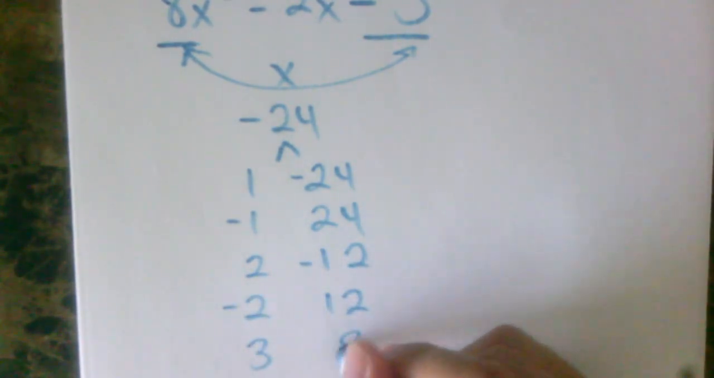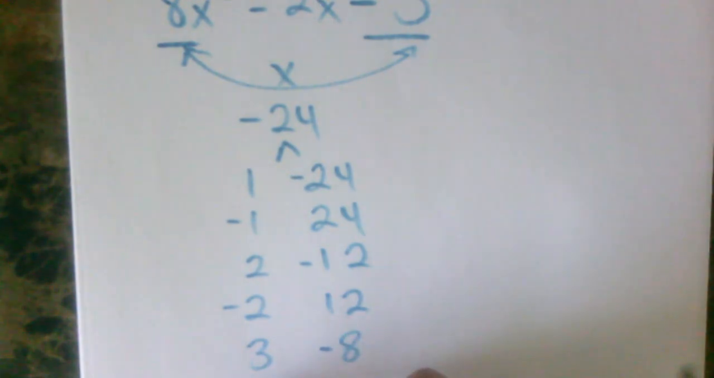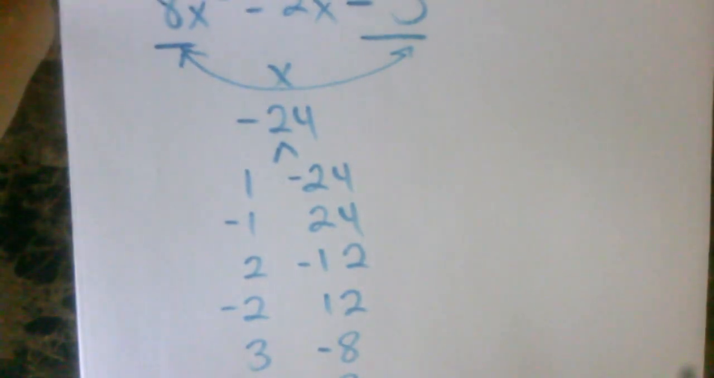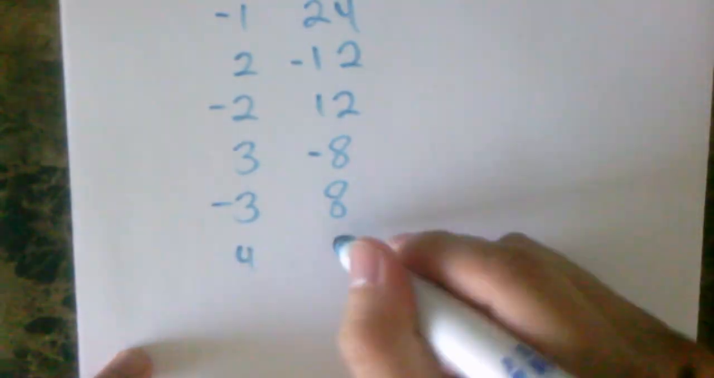3 and 8 would work. Again, one positive, one negative at all times. And then you can keep going, but the next one's going to be what we need. So you would need also 4 and 6. Again, one positive and one negative.